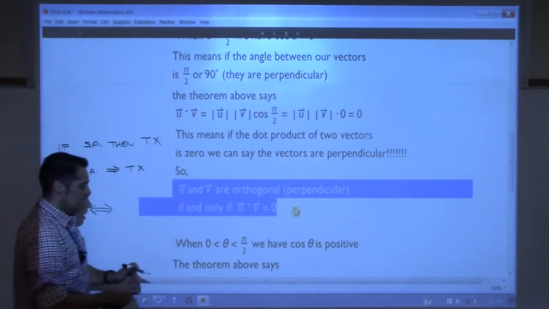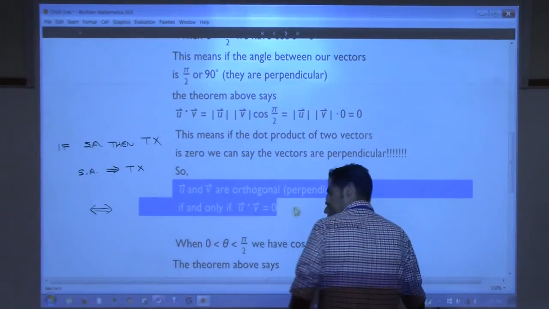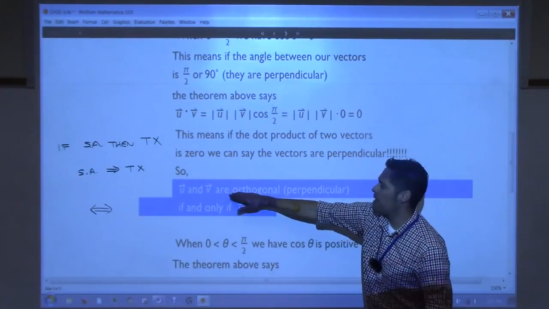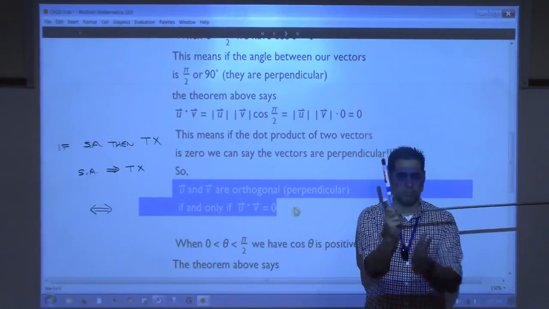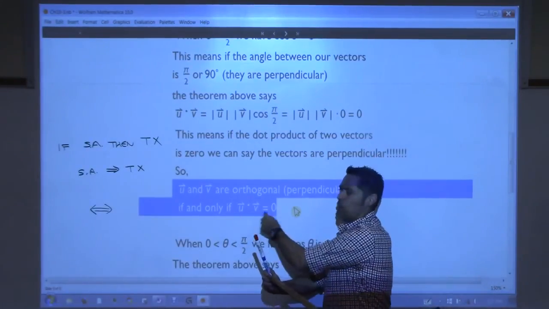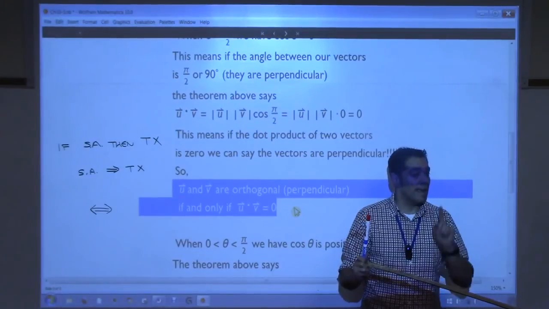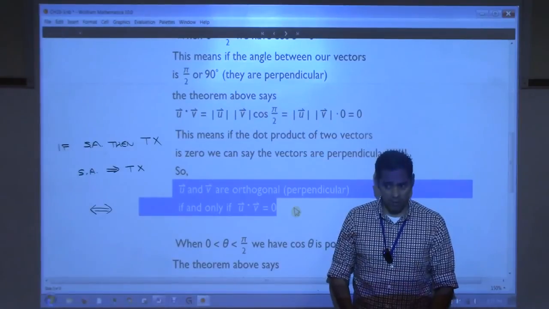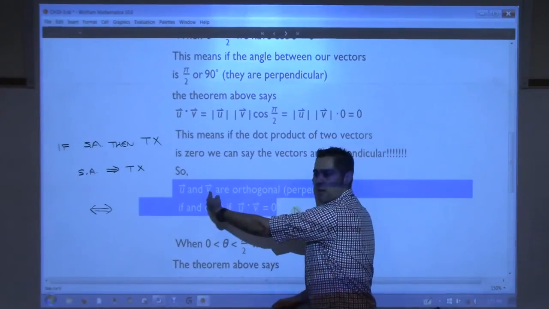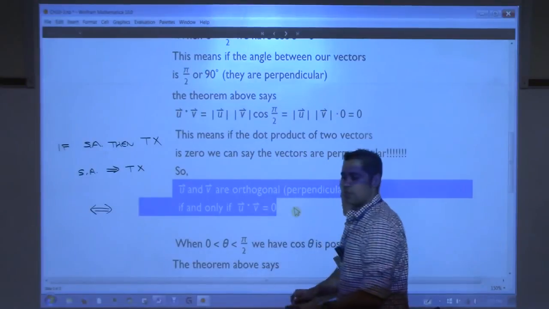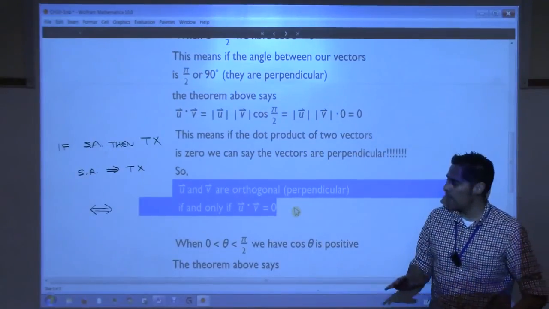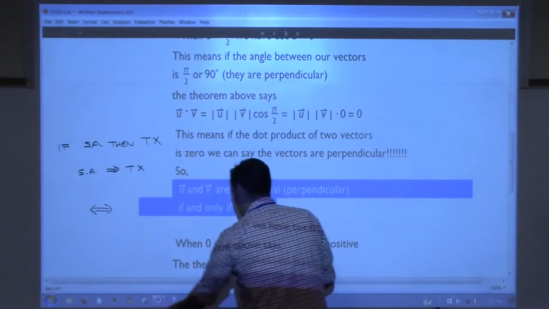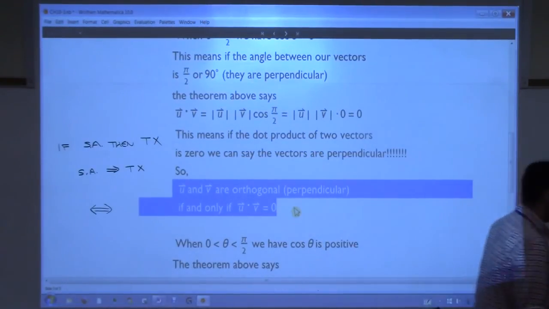This is saying if somebody gives me two vectors that are orthogonal, guess what? The dot product must be 0. And if somebody gives me two vectors and their dot product is 0, then they must be orthogonal. They must be perpendicular. So both directions. Do you understand the subtle difference in there? And that is a huge deal, because this is going to be our standard way of checking, like I just said, whether or not two vectors are perpendicular. Orthogonal.